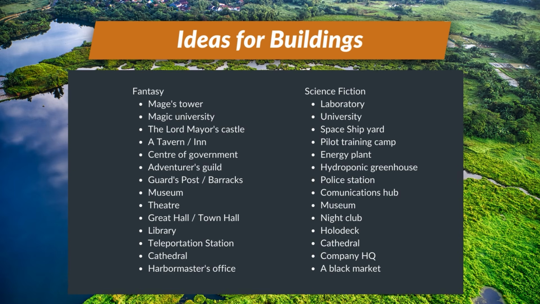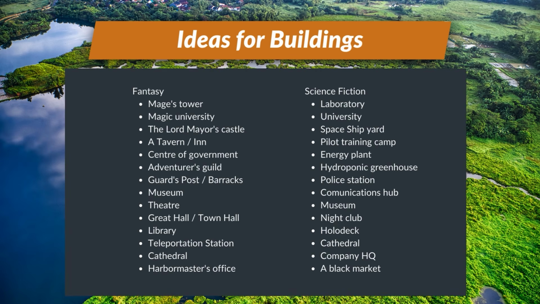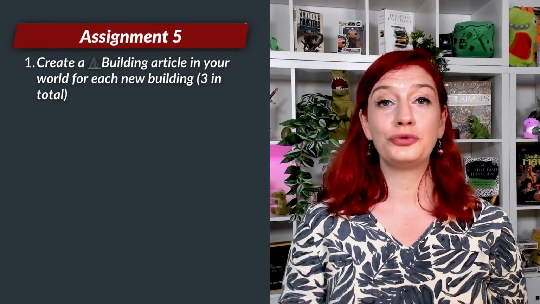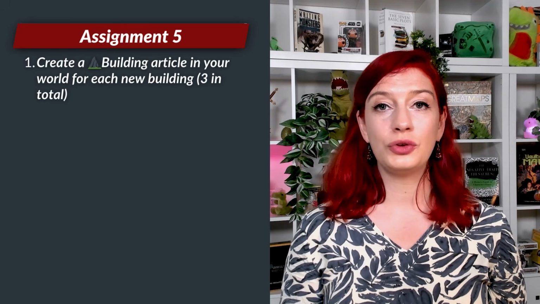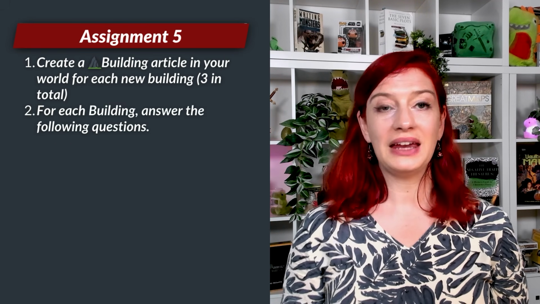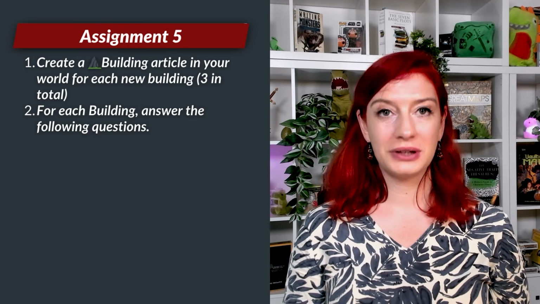I've split the list into fantasy and science fiction, but there's a ton of crossover. For example, a fantasy teleportation circle could easily be re-envisioned as a sci-fi teleporter hub. Consider which buildings will be useful for the kinds of stories you like to tell, or will give extra character to the city you've chosen to develop. So for your final assignment, create a building article for each of your 3 new buildings. In each article, answer the following questions.